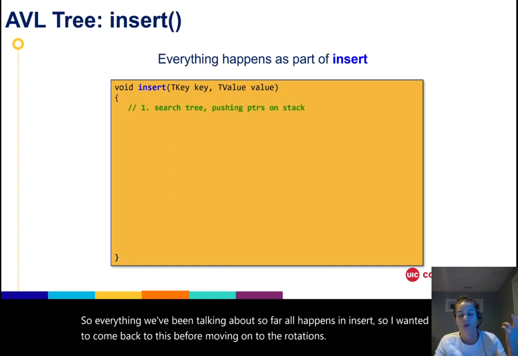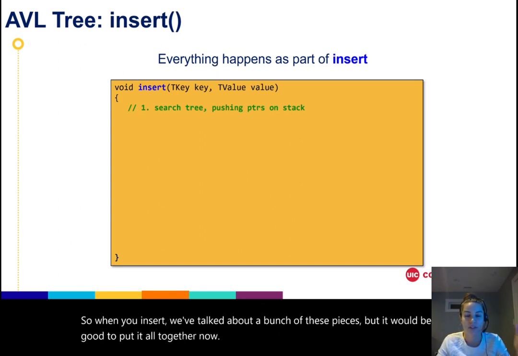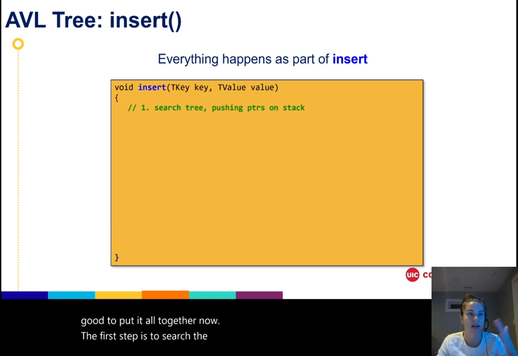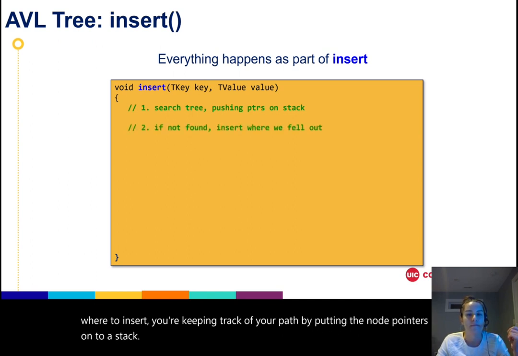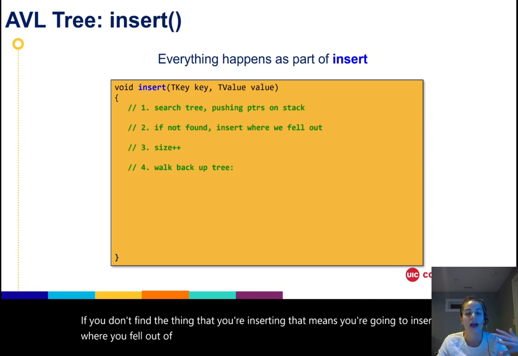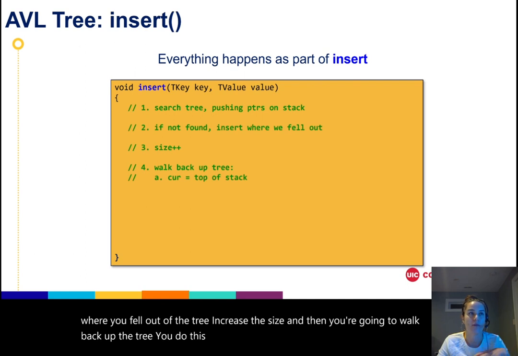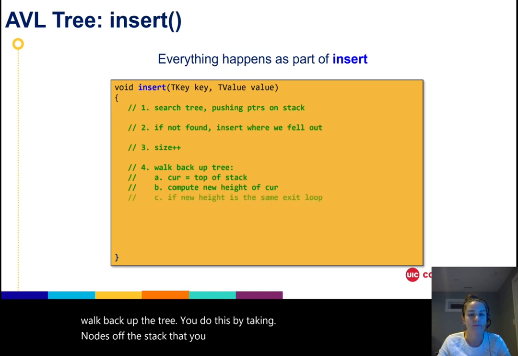When you insert, we've talked about a bunch of these pieces, but it'll be good to put it all together now. The first step is to search the tree, and as you're walking down the tree to find where to insert, you're keeping track of your path by putting the node pointers onto a stack. If you don't find the thing that you're inserting, that means you're going to insert where you fell out of the tree, increase the size, and then walk back up the tree. You do this by taking nodes off the stack that you saved and updating the heights.